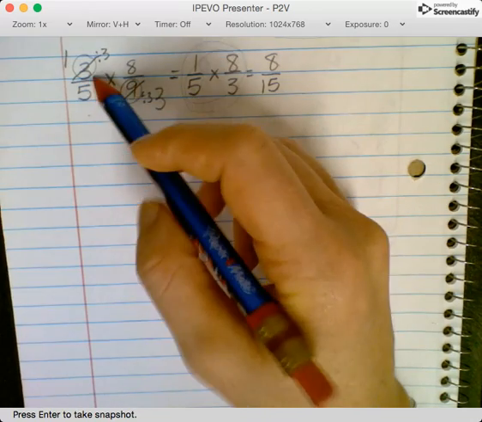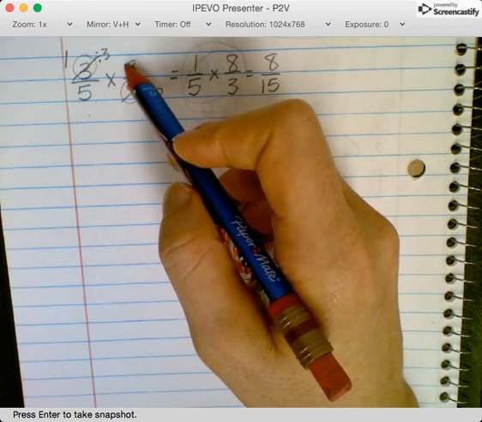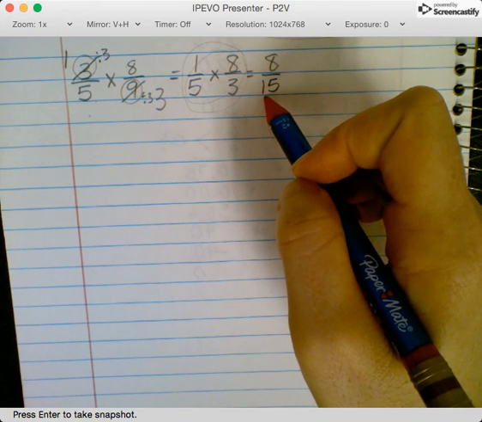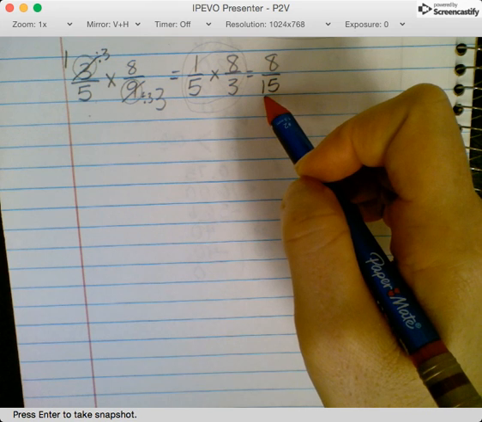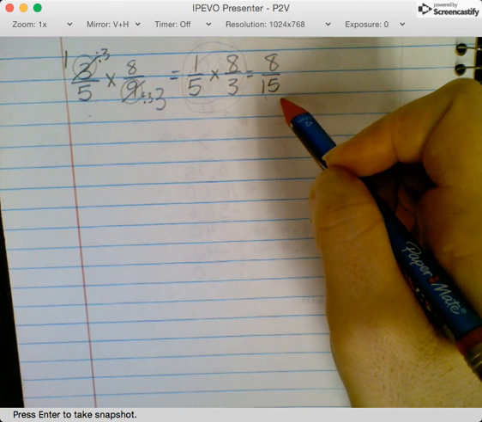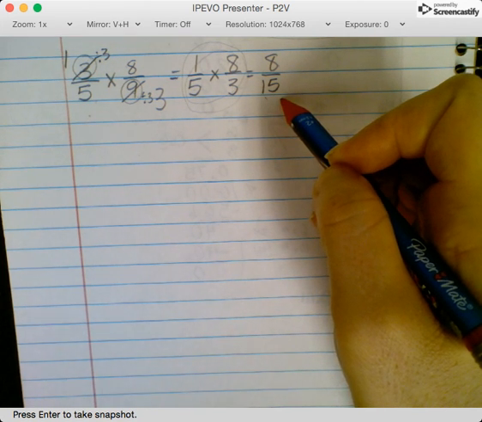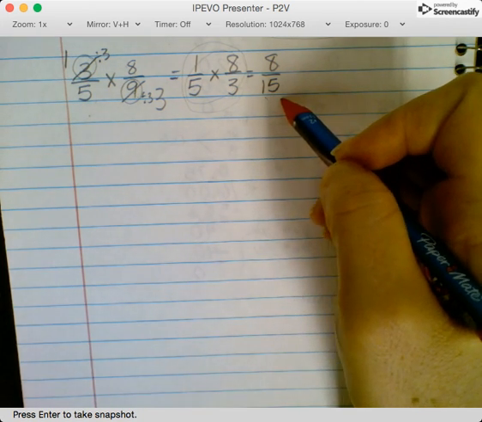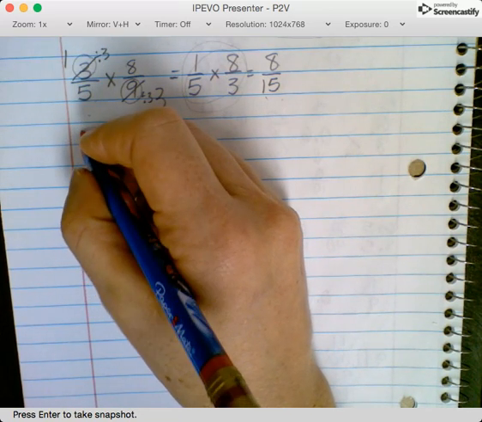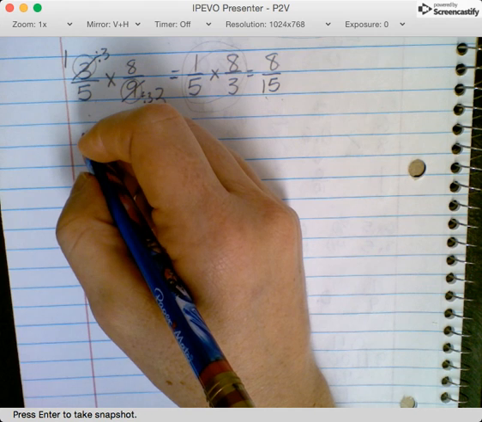Now, if you simplify before you multiply, and if you do it properly, you shouldn't have to simplify at the end. You may have to change an improper fraction into a mixed number, but you should not have to reduce at the end if you did it right. Sometimes you may accidentally forget one, but otherwise you should be able to reduce. Let's do another example.